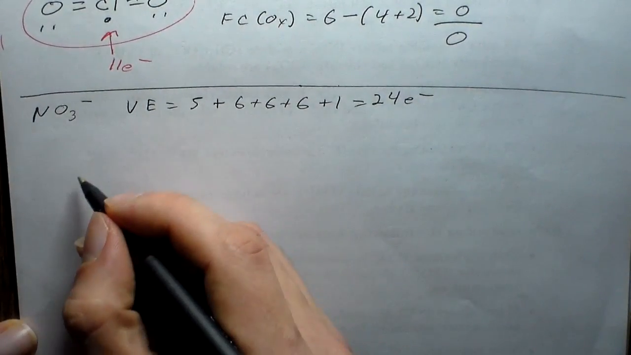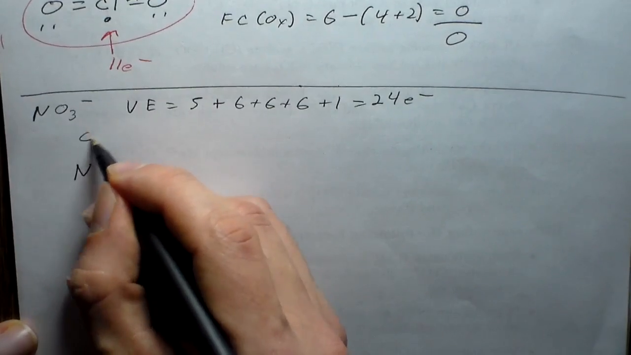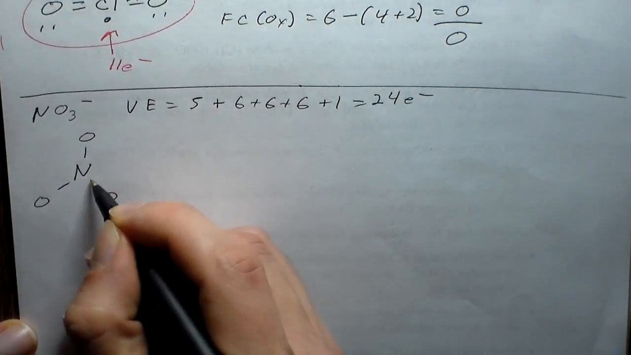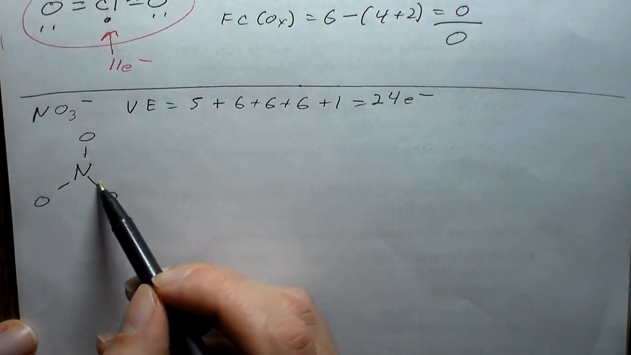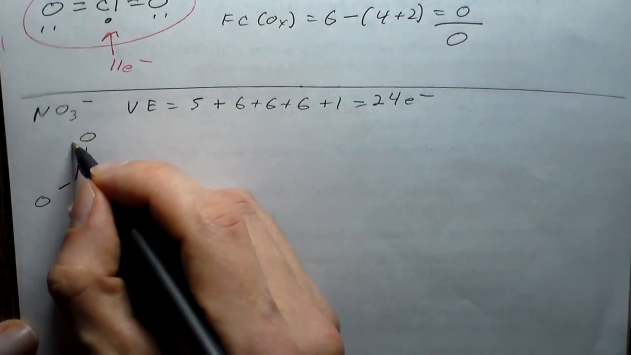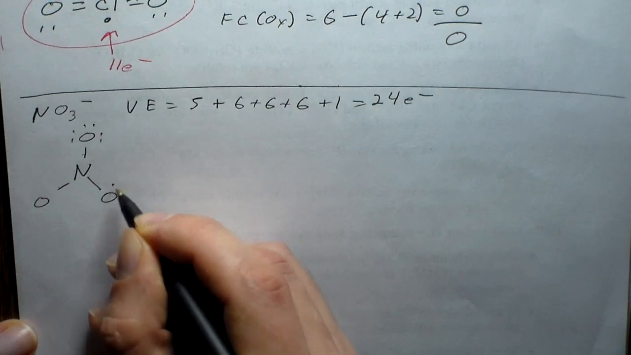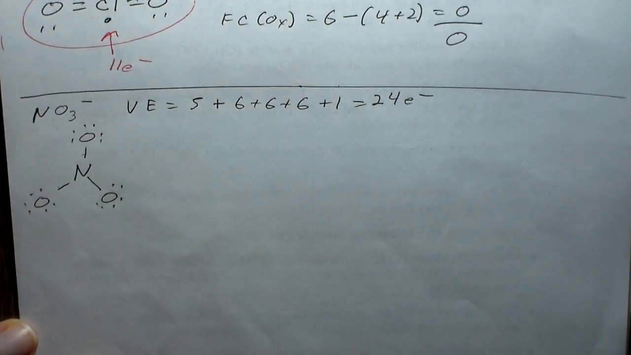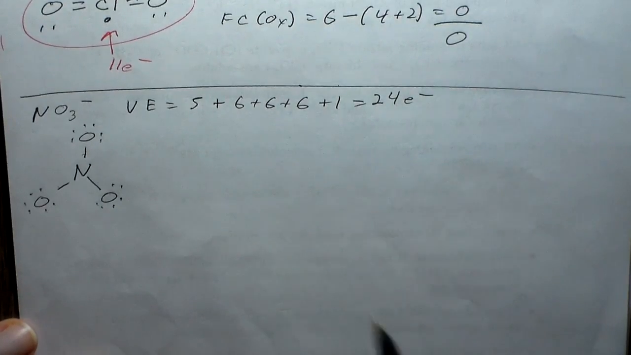So my nitrogen is going to be my first part, and then I'm just going to stick my oxygens around, like so, and put single bonds between them. So that's going to be 1, 2, 3, 4, 5, 6 electrons, 7, 8, up to 24. Right, there's my 24 electrons.